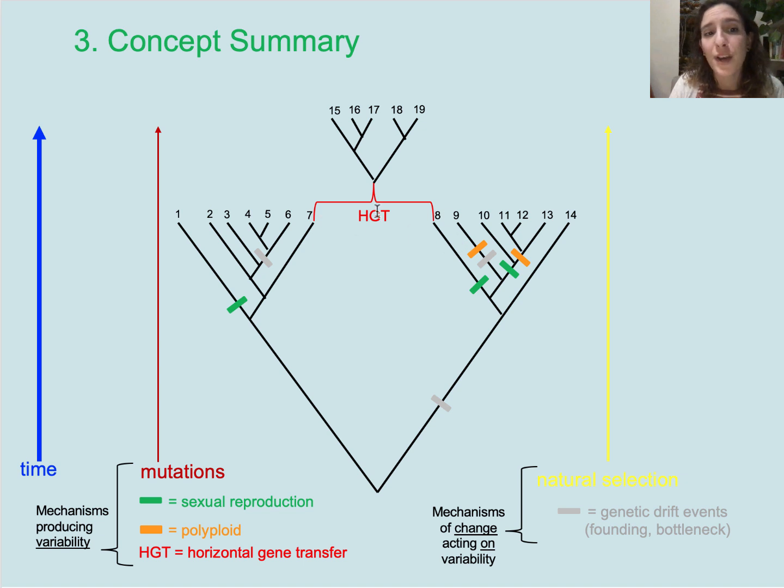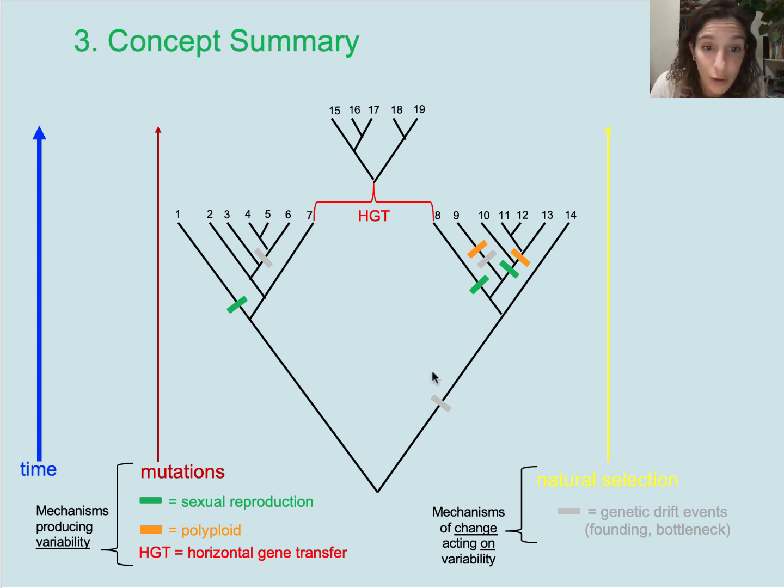But they came together from horizontal gene transfer, and notice 5 more species are the results of that original horizontal gene transfer event. On the right here, mechanisms of change acting on variability. So the left here, again, those were producing variability. That's sexual reproduction, being polyploid, horizontal gene transfer. The mechanisms of change that are acting on variability are natural selection and genetic drift. So things like those random events, founder effects, bottleneck effects.